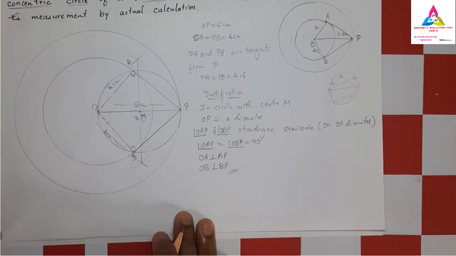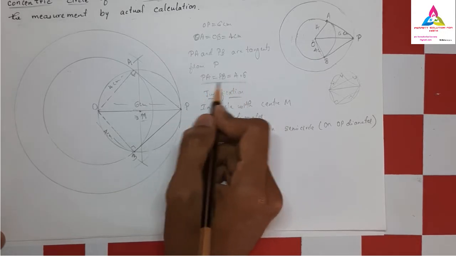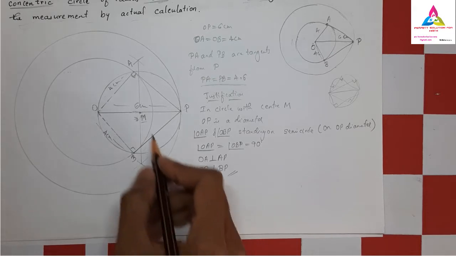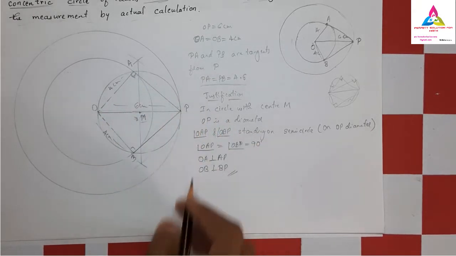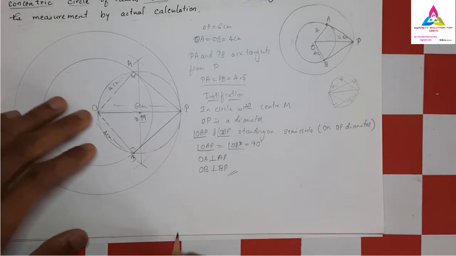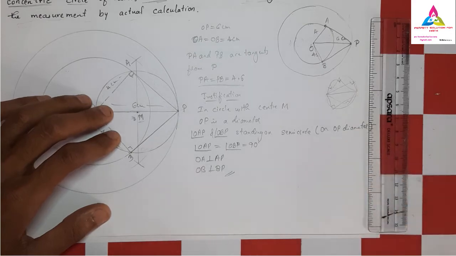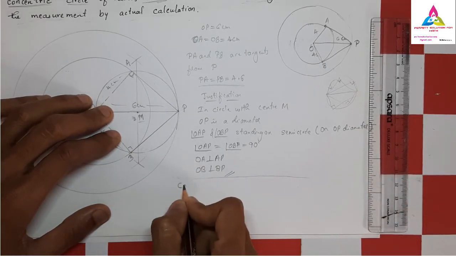Now importantly we have to find the calculation, that is PA is equal to PB is equal to 4.6 centimeter. How to do the calculation? To do that calculation we have to take this triangle. Now it is a right angle triangle, so we can apply the Pythagoras theorem. So the justification is over. Now we will go for the calculation.